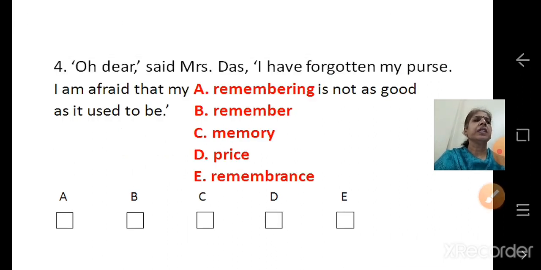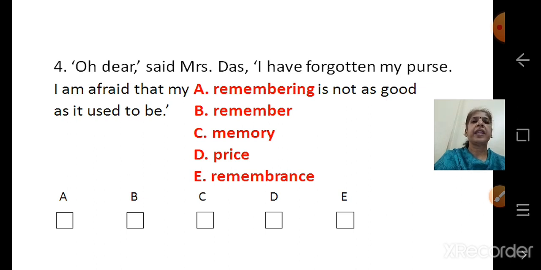Oh dear, said Mrs. Das. I have forgotten my purse. I am afraid that my dash is not as good as it used to be. Options are A. Remembering, B. Remember, C. Memory, D. Prize, E.